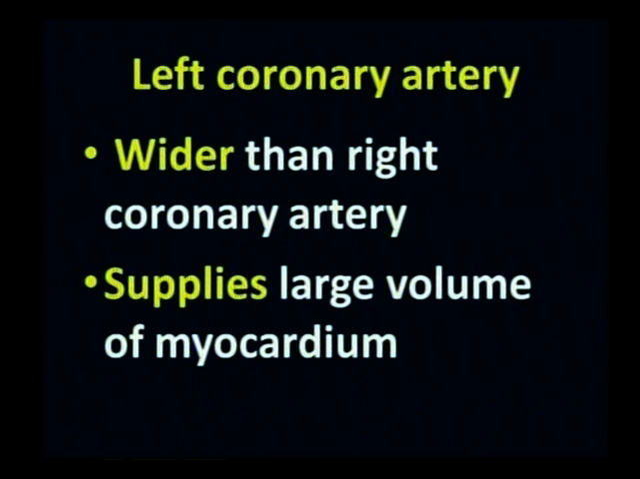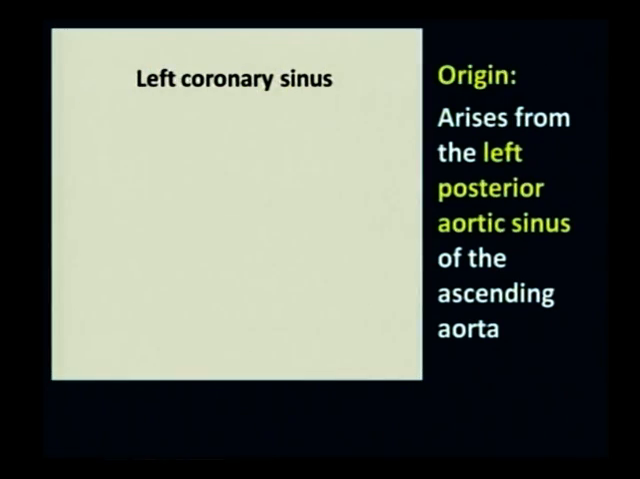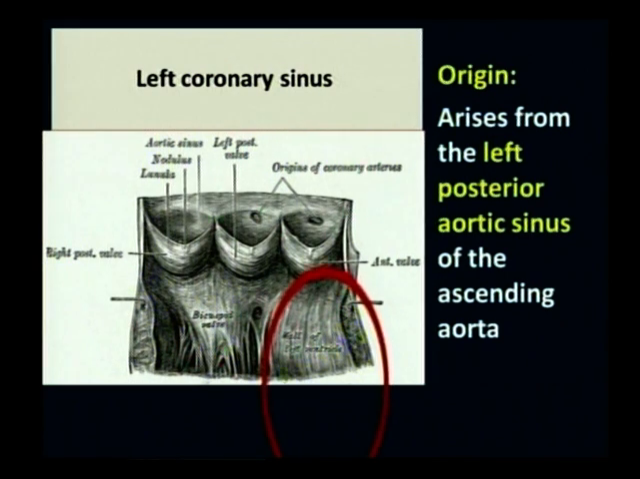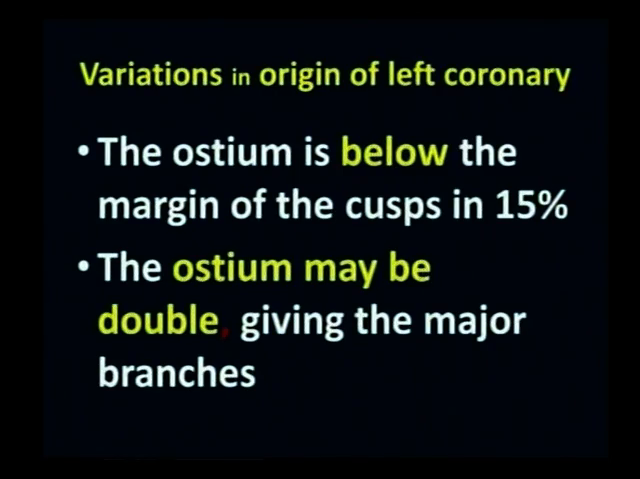Left coronary artery, as we saw in the introduction, is wider than the right coronary artery in 70% and it supplies a large volume of myocardium. If you see the origin of the left coronary artery, it arises from the posterior aortic sinus of the ascending aorta, and same like the right sinus, it will be called the left coronary sinus by the clinicians. In this origin, sometimes variations may be there. This ostium may be below the margin of the cusps in 15%. This ostium may be double, giving the major branches.